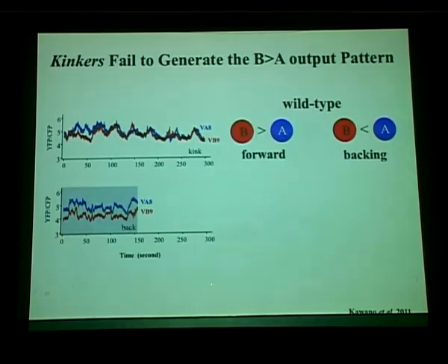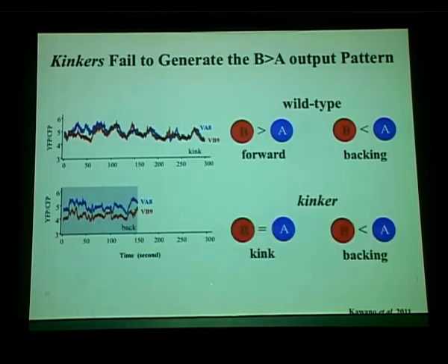So this suggests to us that wild-type animals have an intrinsic mechanism to make sure that A and B motor neuron outputs do not overlap. And kinkers fail in that mechanism, so that the B equals A pattern replaces the B higher than A pattern, preventing the animals from going forward, but backing seems to be still restored, and actually this animal switches the preference to that state.